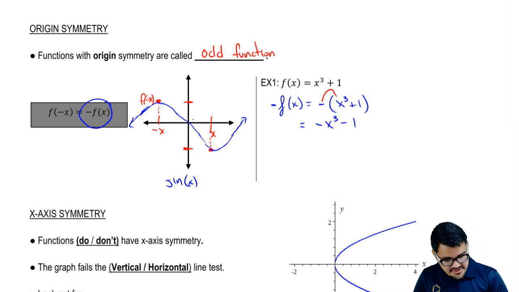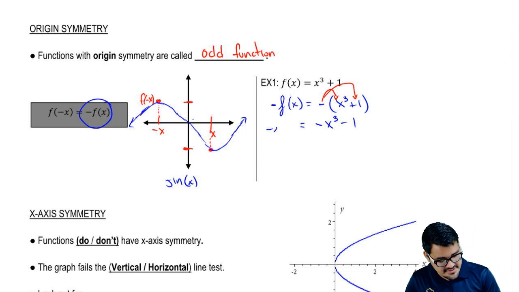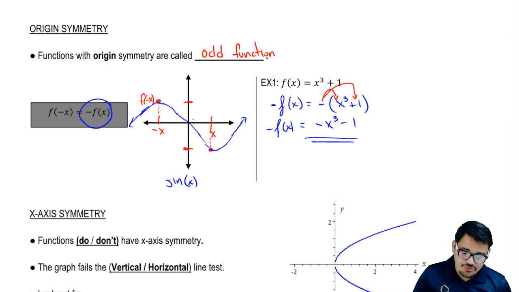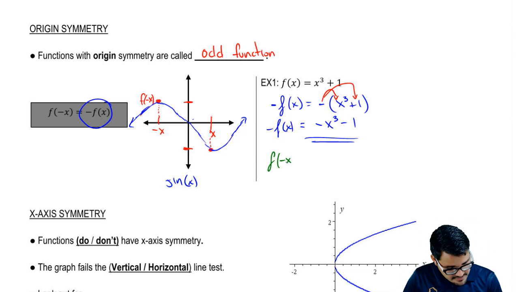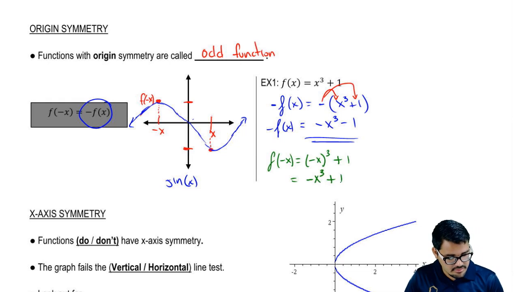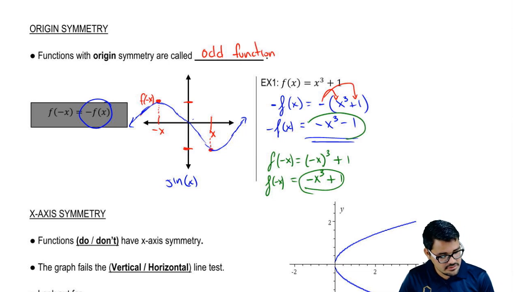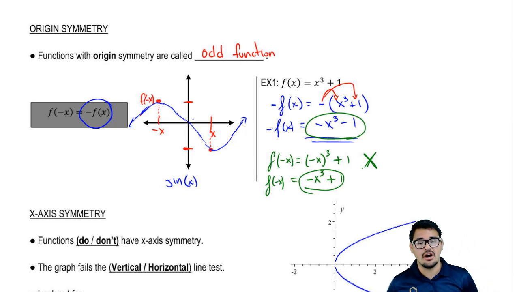What we did there was just distribute this negative into here, distribute this negative into here, and it gives us that. So now we're going to check if this right here is equal to f of negative x. So now the second thing we're going to compute is f of negative x. So we're going to input negative x into x cubed plus 1. That gives us negative x cubed plus 1. So now, is this equal to this? And we say it is not, so we do not have origin symmetry, therefore this function is not odd.